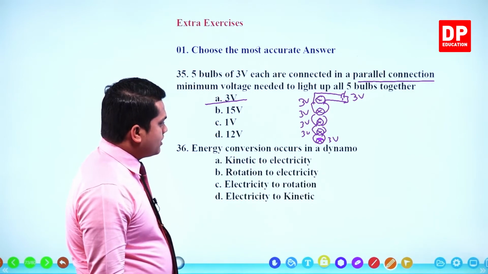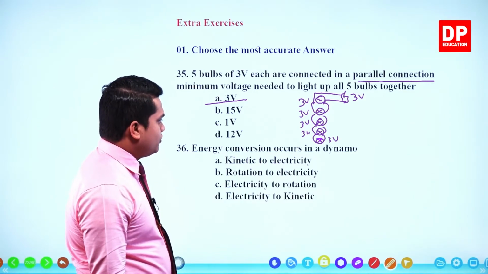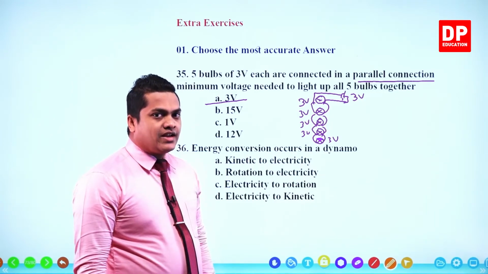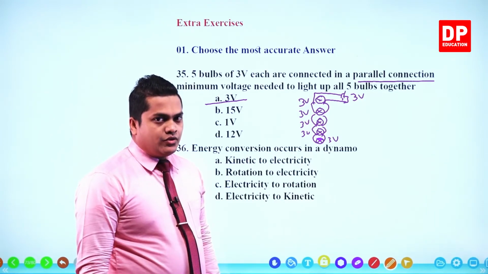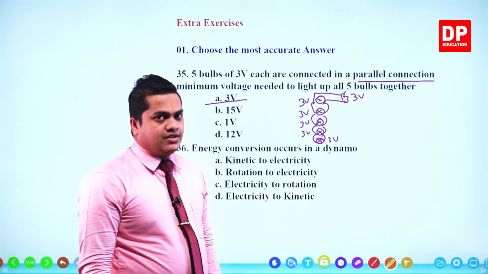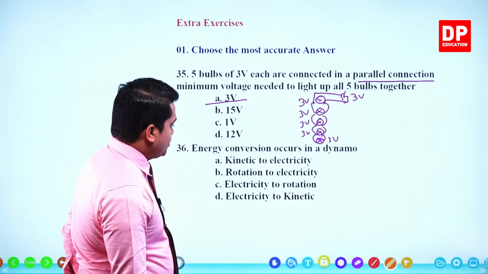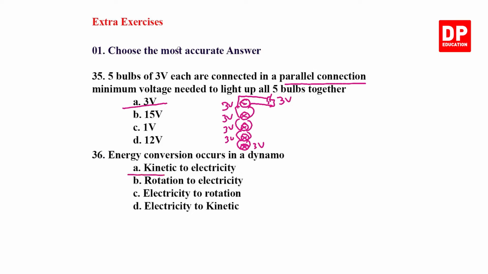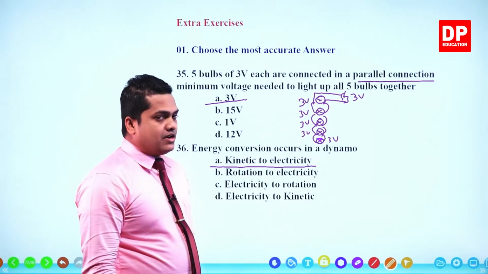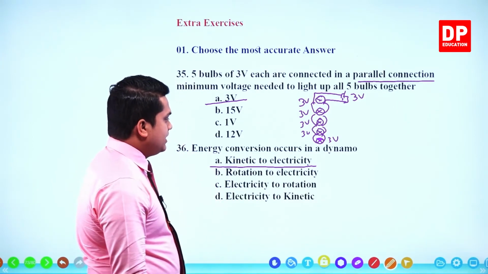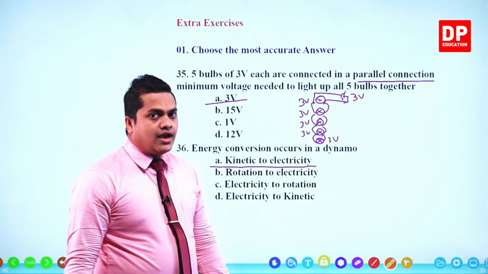Energy conversion occurs in a dynamo. In a dynamo, you need to rotate the dynamo, means we need to provide kinetic energy, and you know that dynamo is going to provide electricity. It's a source of electricity. So my dear children, the answer for the 36th question should be kinetic energy is the one given, electricity is the one which is being given out. So kinetic to electricity is the energy conversion that occurs in a dynamo.